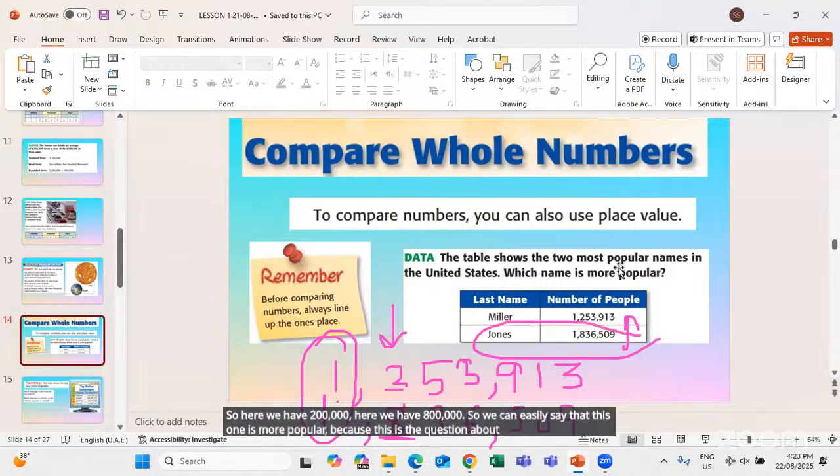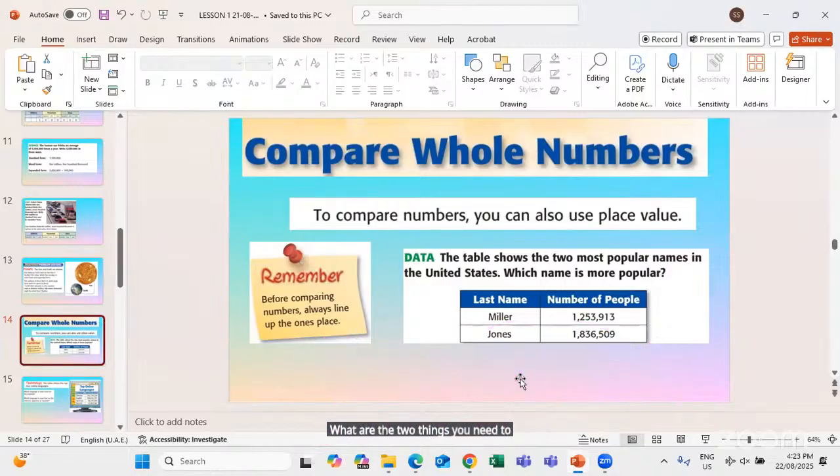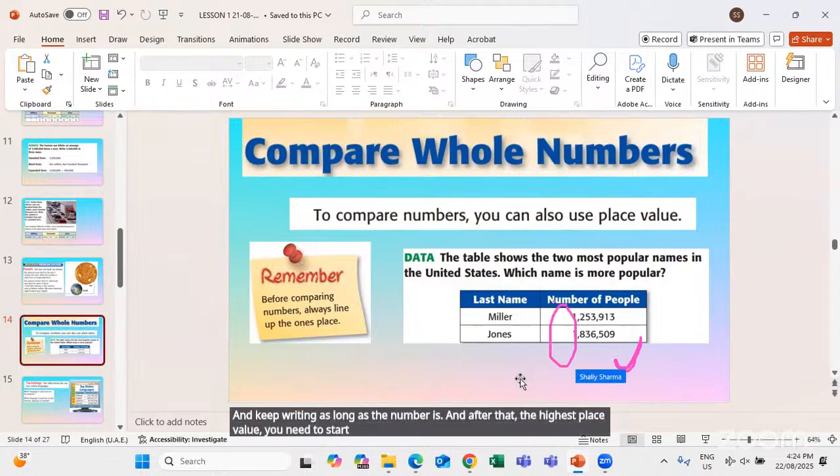So we can easily say that this one is more popular, because the question is: the table shows two most popular names in the US. Which name is more popular? So the second one is more popular. What are the two things you need to keep in your mind? The first thing is you have to start writing the numbers from the ones period, ones place, and keep writing as long as the number is. And after that, you start comparing from the highest place value.